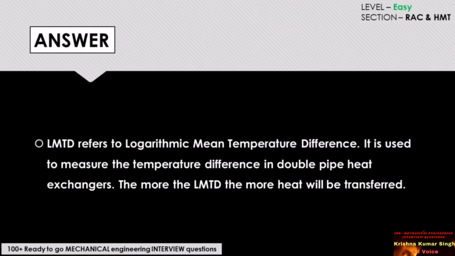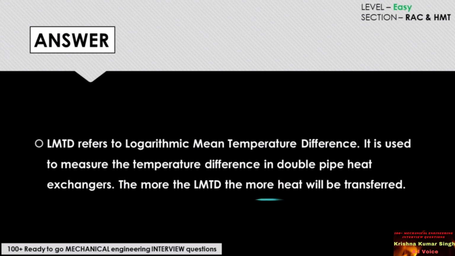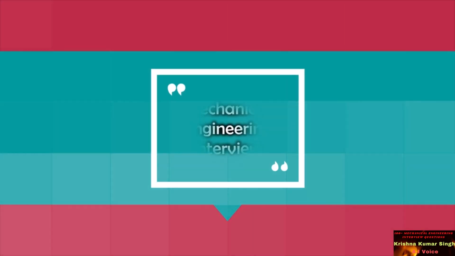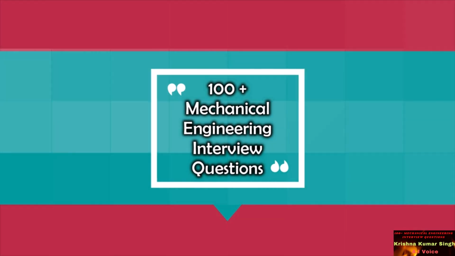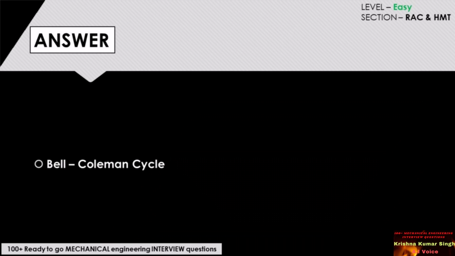The answer to this question would be: LMTD refers to logarithmic mean temperature difference. It is used to measure the temperature difference in double pipe heat exchanger. The more the LMTD, the more heat will be transferred. Which cycle is used in air refrigeration system? The answer to this question is the Bell-Coleman cycle.